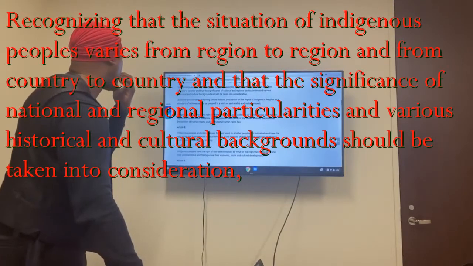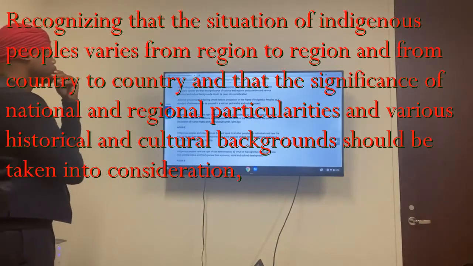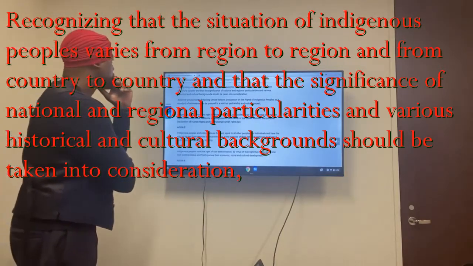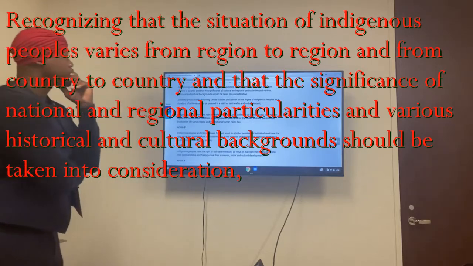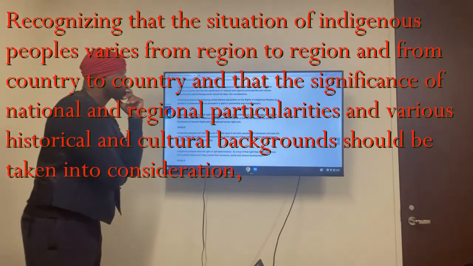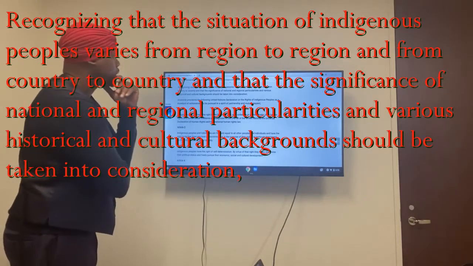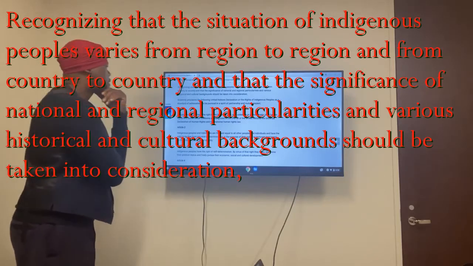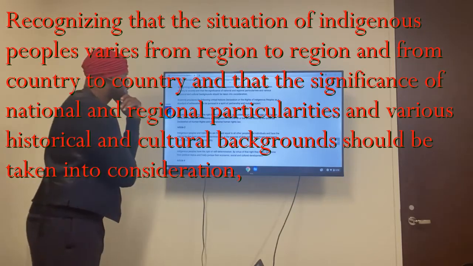Recognizing also that the situation of indigenous peoples varies from region to region and from country to country, and that the significance of national and regional particularities in various historical and cultural backgrounds should be taken into consideration.